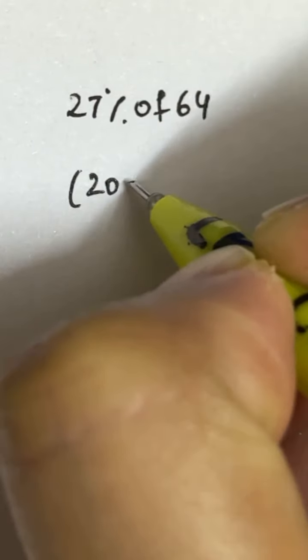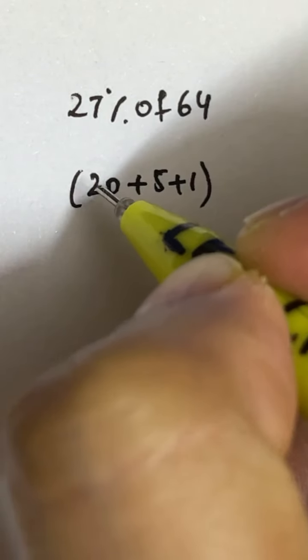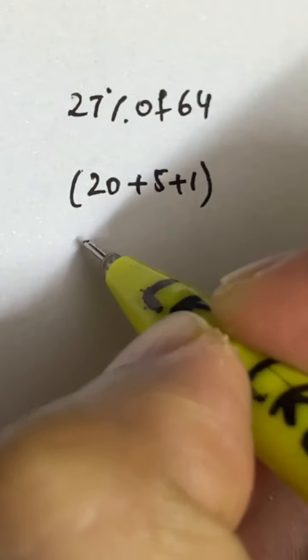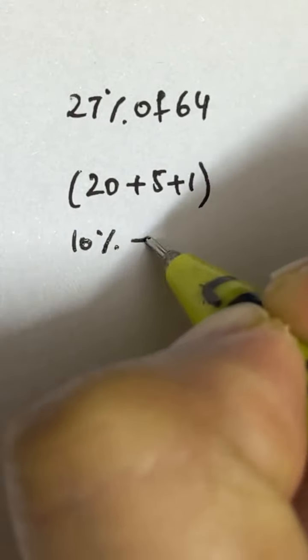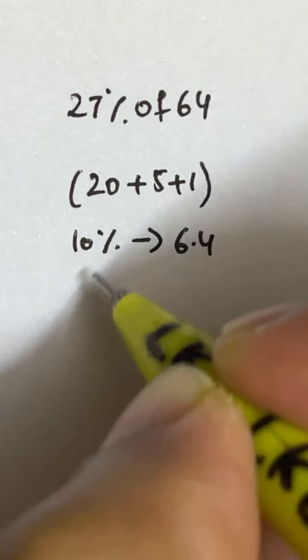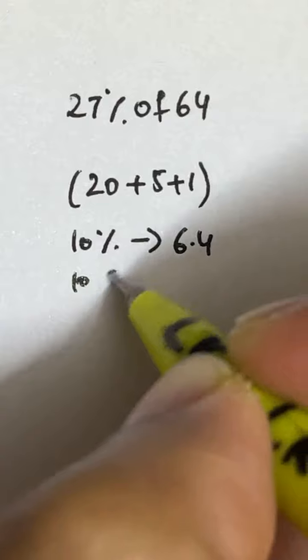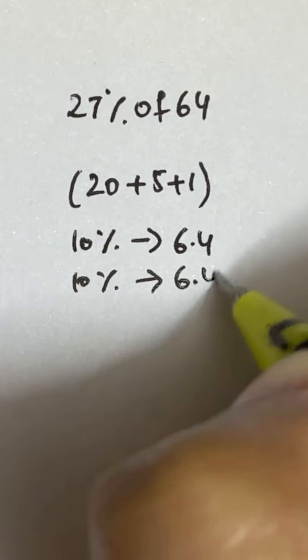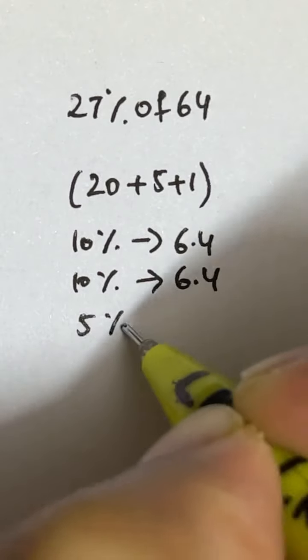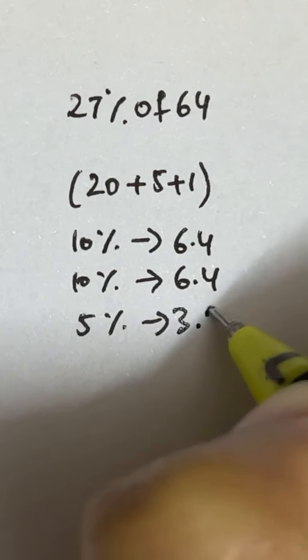You can split it in this way. 20% plus 5% plus 1%. But you will say, no, we don't know how to find out 20%. So just find out 10%. What is 10% of 64? That's 6.4. So again add one more 10%. So 10%, 6.4. What is 5%? It is half of 10%. Half of 10% is 3.2.